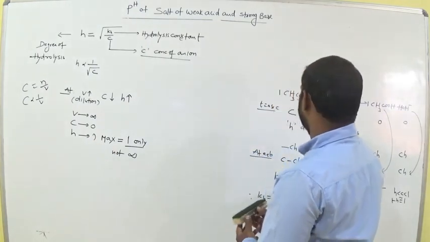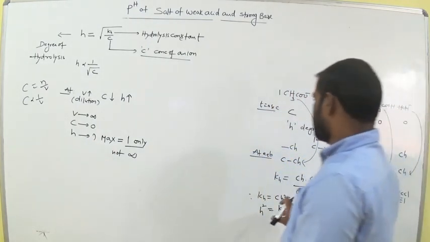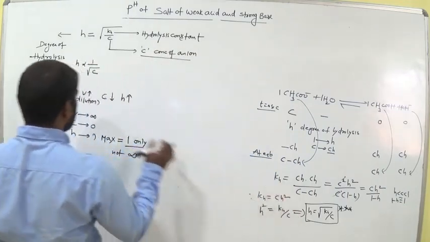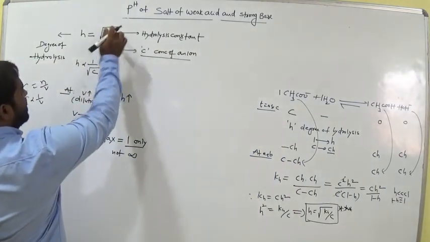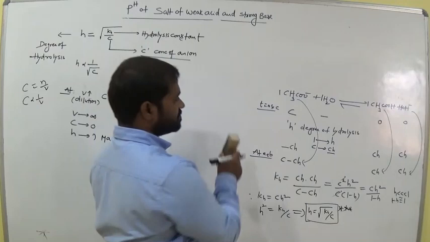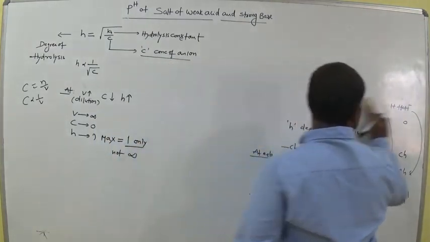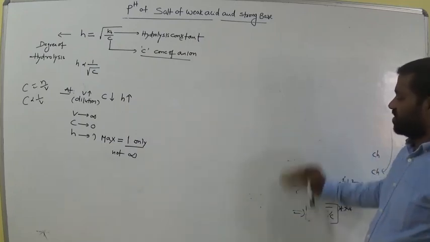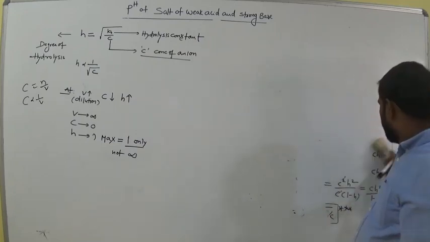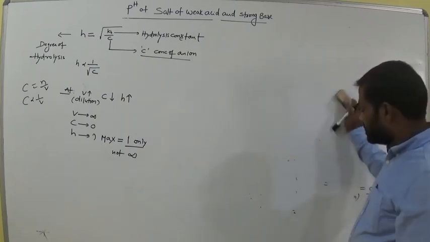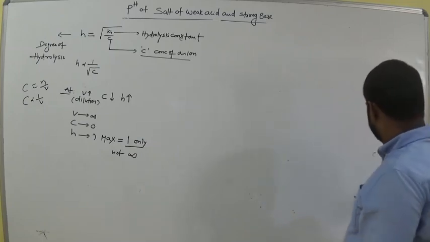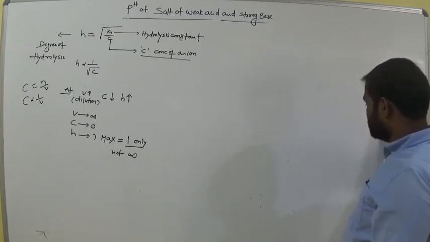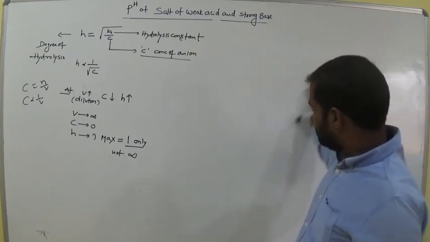So finally, what is the value of h here? This is the h value. Okay, clear? Where h is the degree of hydrolysis, whereas alpha means degree of ionization or degree of dissociation in the case of weak acid and weak base. Is it clear, all of you? Are you following or not?